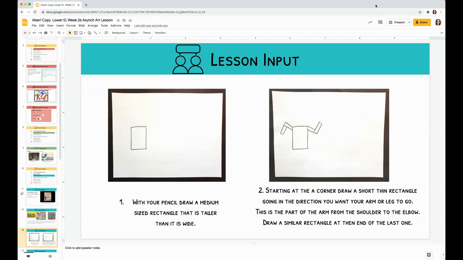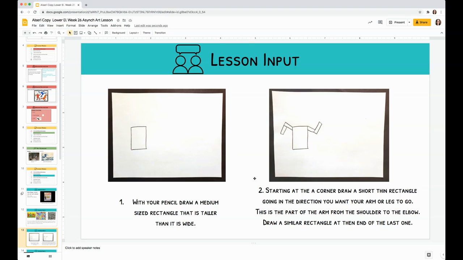Number 1, with your pencil, draw a medium-sized rectangle that is taller than it is wide. Look carefully. See how it's a rectangle, but it's turned on its side, so it's not laying down, it's standing straight up. This is going to be the middle part of the person's body.